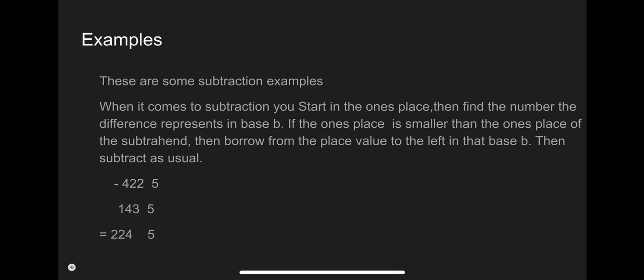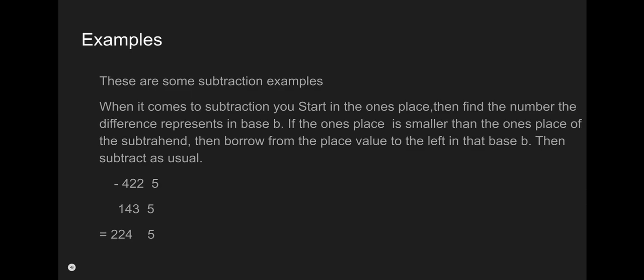Okay, so here we have another example, this time with subtraction. And once more, you're going to start with the ones place. You're going to find the difference in the base that you're subtracting. If the ones place is smaller, obviously you can't subtract normally, so you have to borrow from the place left of the ones place. So here would be the fives place.